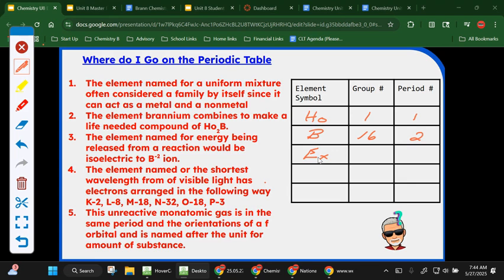So now the question is, which noble gas is oxygen, this one, because that's the spot where branium goes. Which noble gas is this isoelectric to? Neon. So since B negative 2 would be here, EX, exothermic, would go where neon goes. It would be in group 18, period 2. Questions?